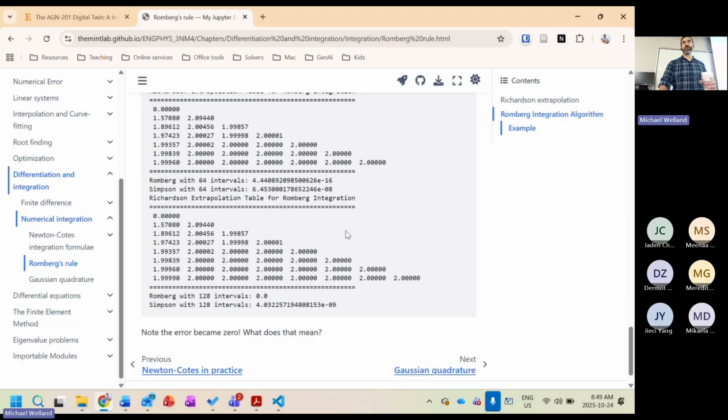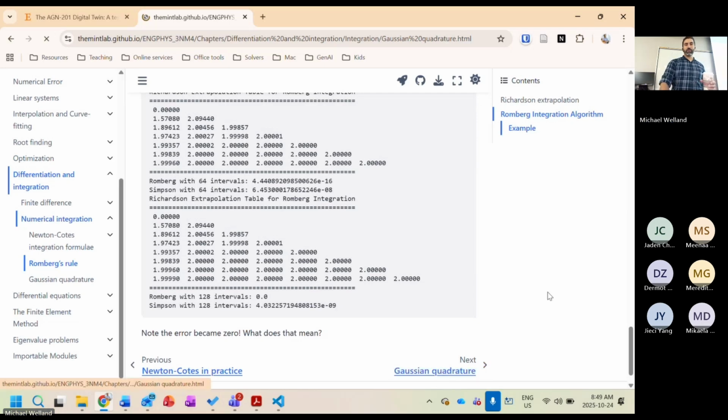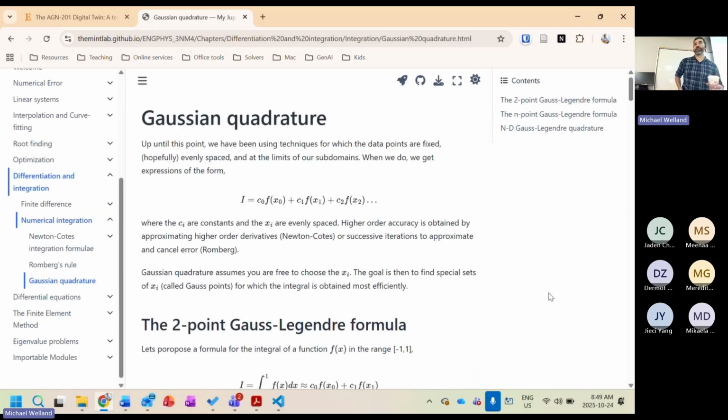Any questions on Richardson or Romberg? Okay. We covered the engineering approach. We covered the physicist approach.